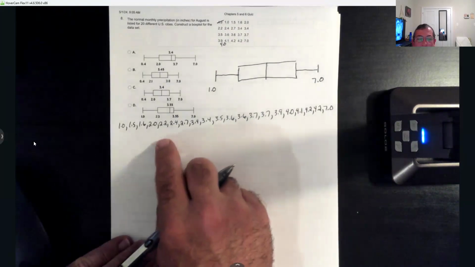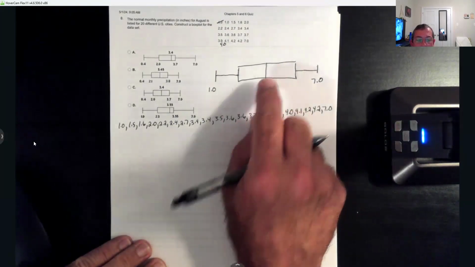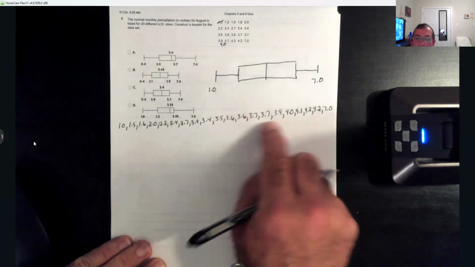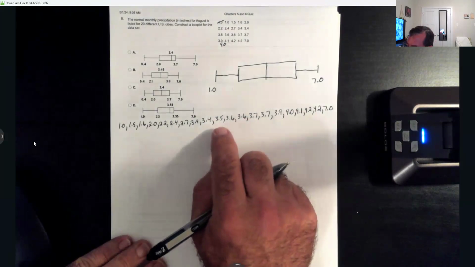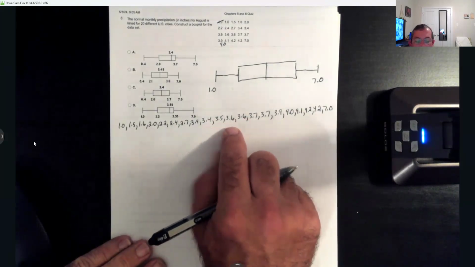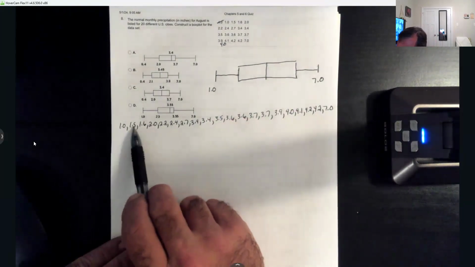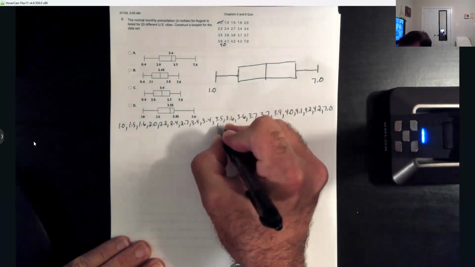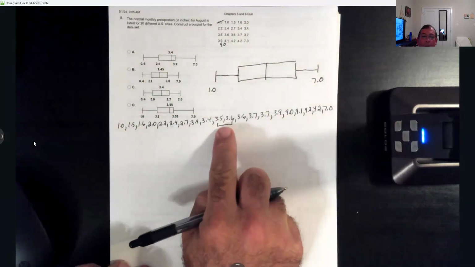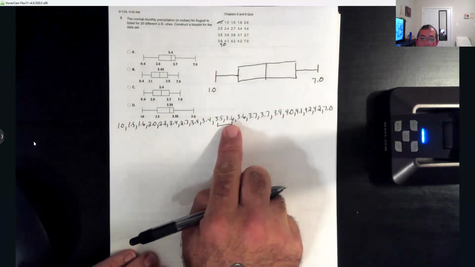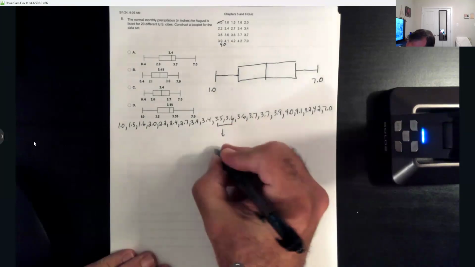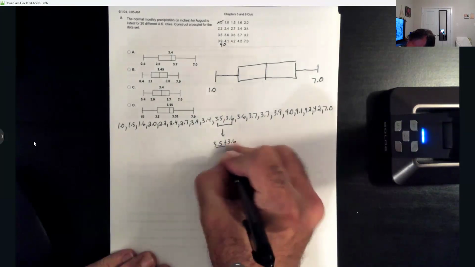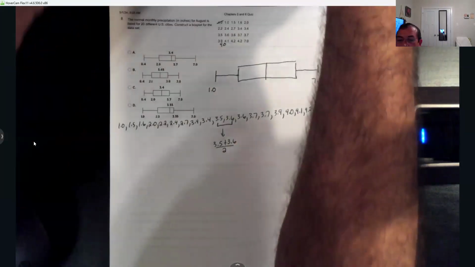Now, to find my median, I take the innermost two data points. So since I got 20, and it's an even number, I got to find the average of 10 and 11 here. So let's count over. 1, 2, 3, 4, 5, 6, 7, 8, 9, 10. So my 10th and 11th data points are 3.5 and 3.6. So to get the median, I'm going to do 3.5 plus 3.6 and divide by 2.